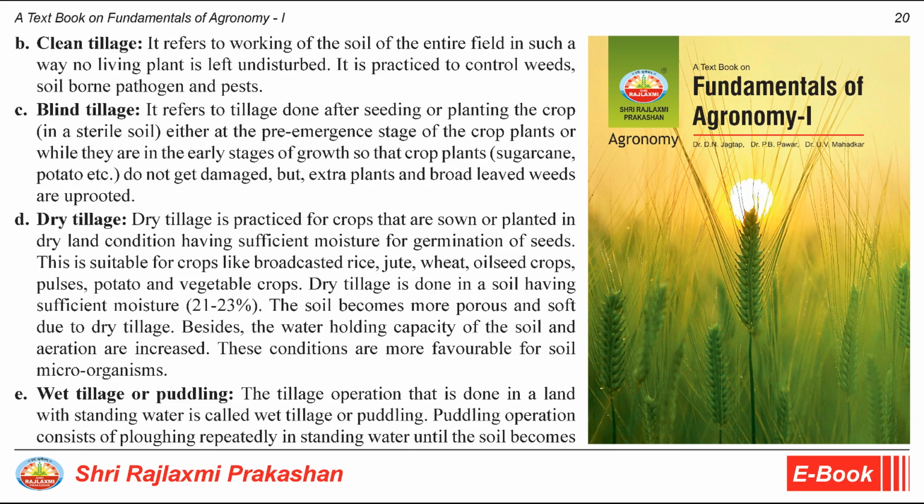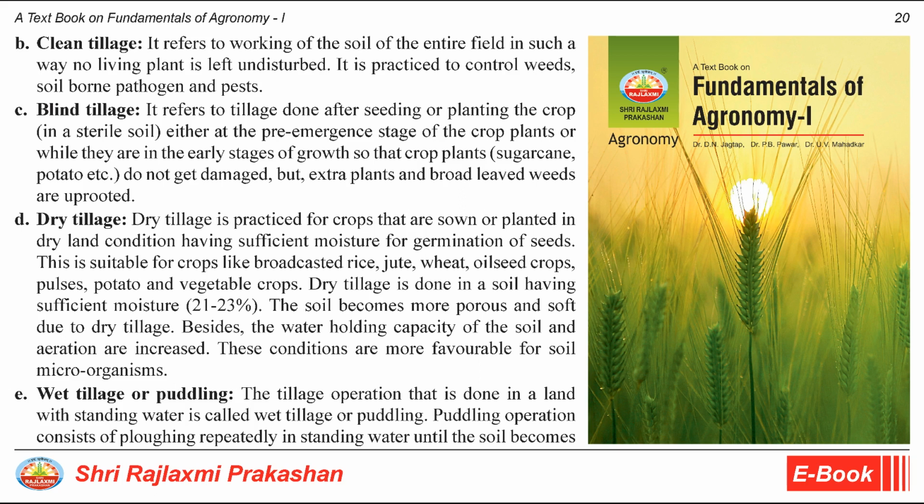Point B. Clean tillage. It refers to working of the soil of the entire field in such a way that no living plant is left undisturbed. It is practiced to control weeds, soil-borne pathogens and pests. Point C. Blind tillage. It refers to tillage done after seeding or planting the crop in a sterile soil, either at the pre-emergence stage of the crop plants or while they are in the early stages of growth so that crop plants, sugarcane, potato etc. do not get damaged, but extra plants and broad-leaved weeds are uprooted.